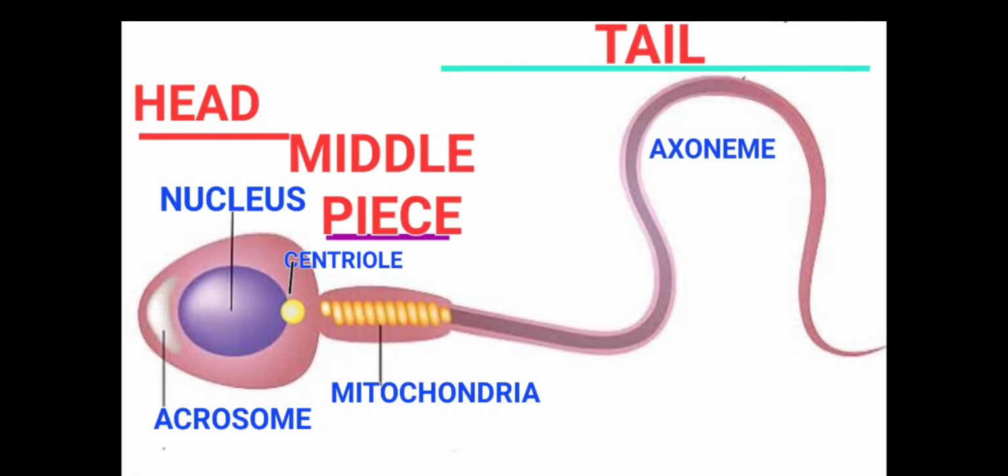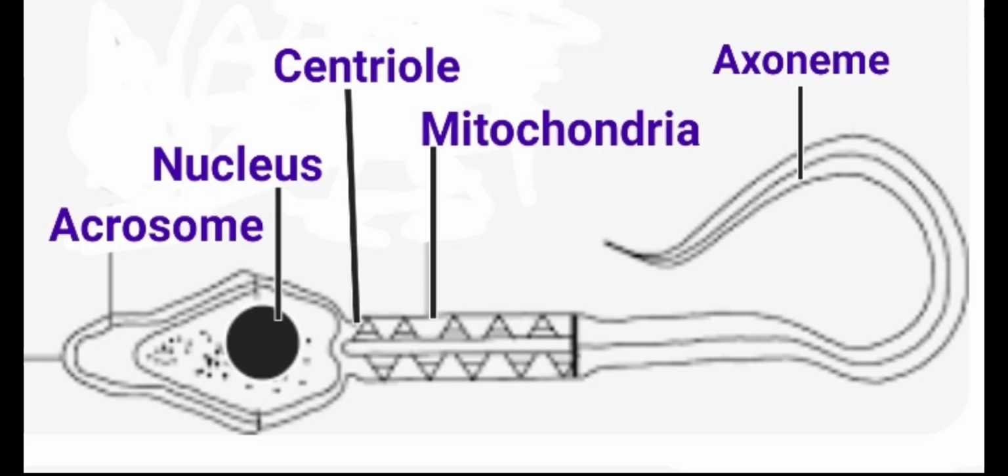Our next focus is on the male gamete, that is the sperm. A mature spermatozoon is a highly differentiated single cell that comprises a head, neck, middle piece, and the tail regions. All these parts are bounded by a single continuous plasma membrane.